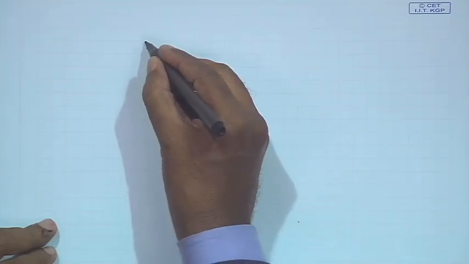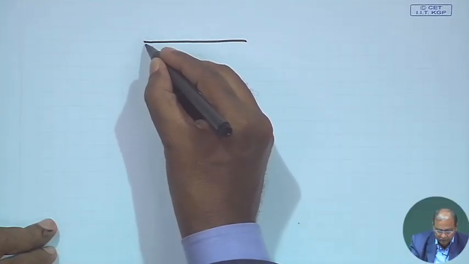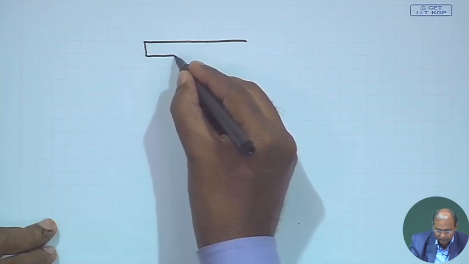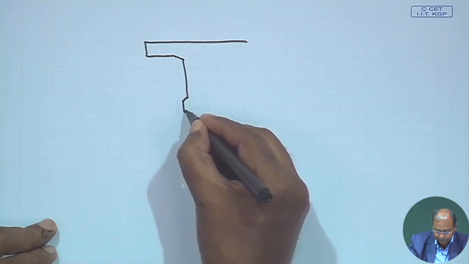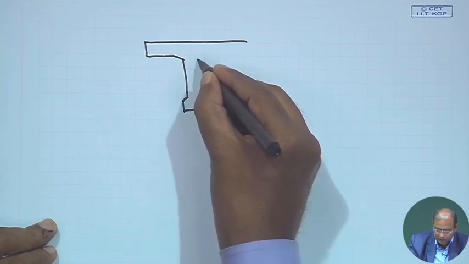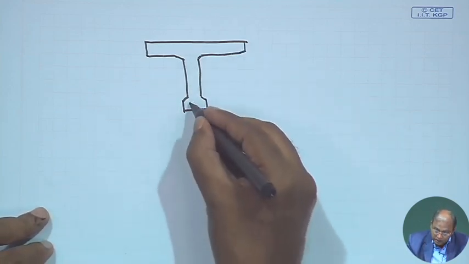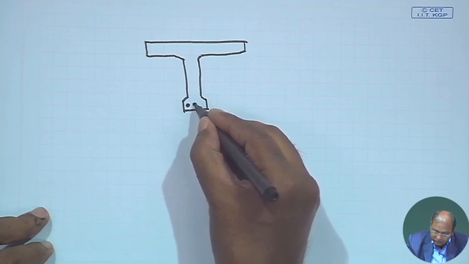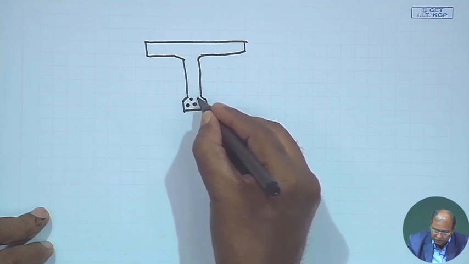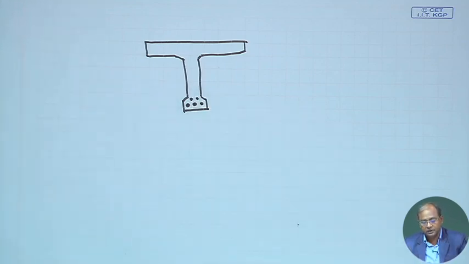Coming to the next one, before going for the summary and closure of this course, let me spend some time on the RCC T beam. This is the span dimension like this, and here we provide the main reinforcement, again longitudinal reinforcement, whatever it is. Now, let me show you one figure, then it will be clear how it comes.